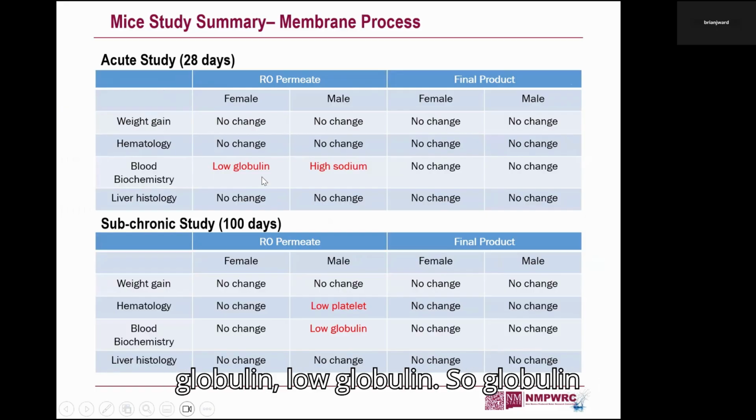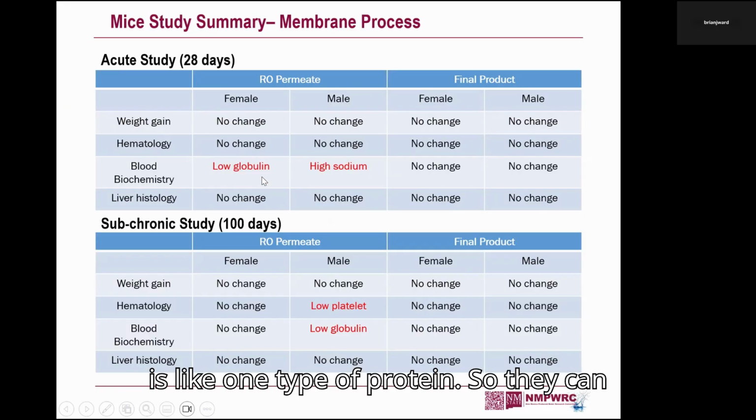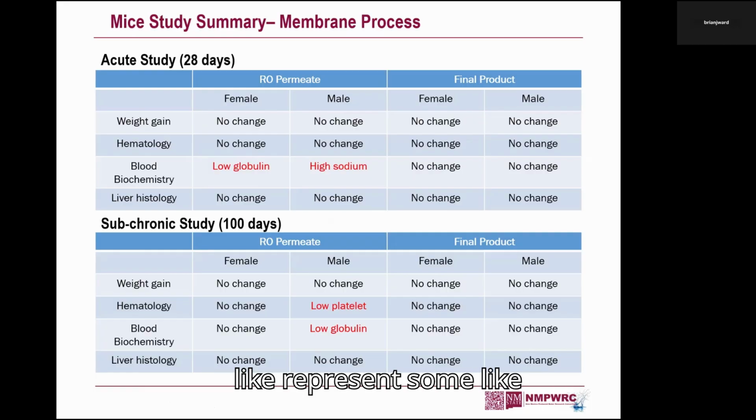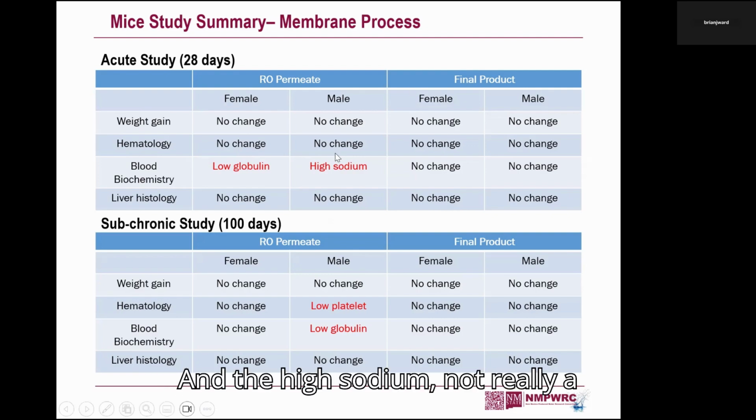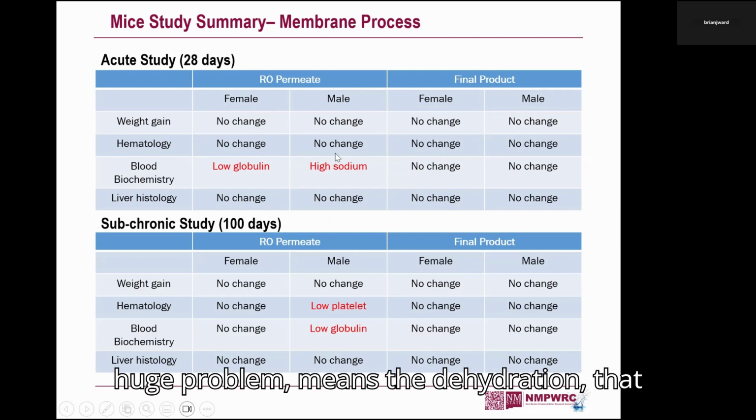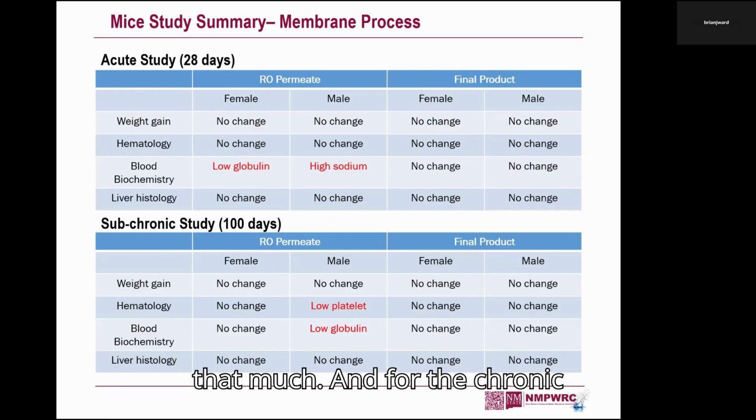globulin. Globulin is one type of protein, so it can represent some problem for the kidney and the liver. And the high sodium is not really a huge problem; it means dehydration. That means the mice may not like the water that much.